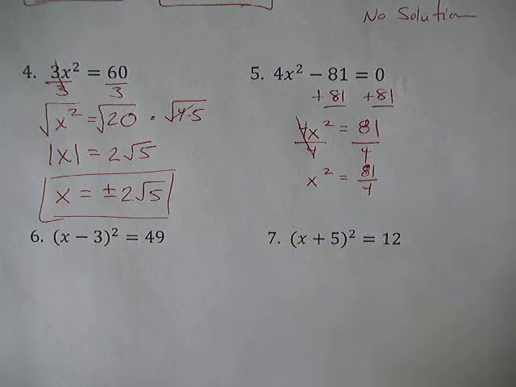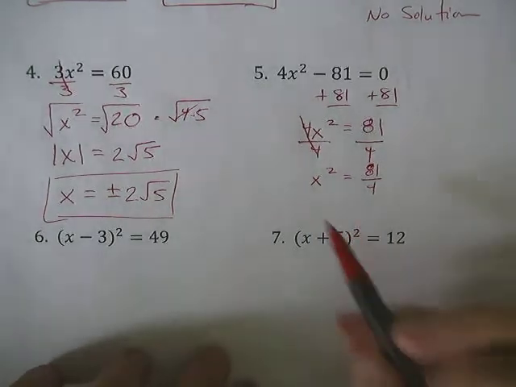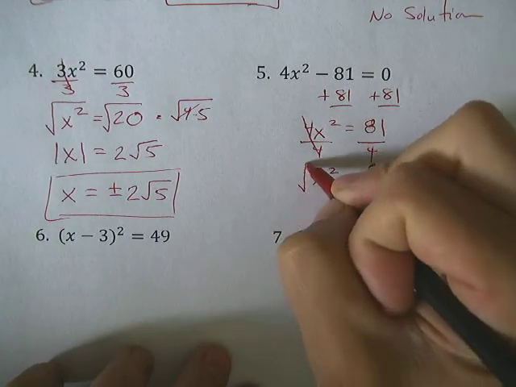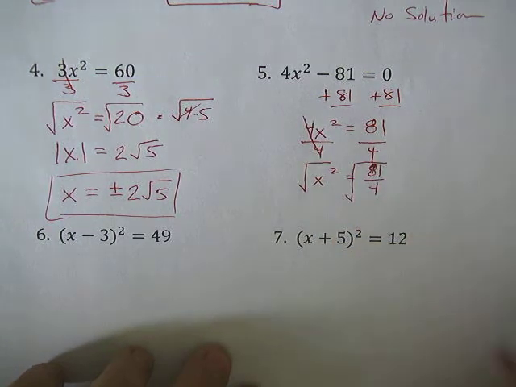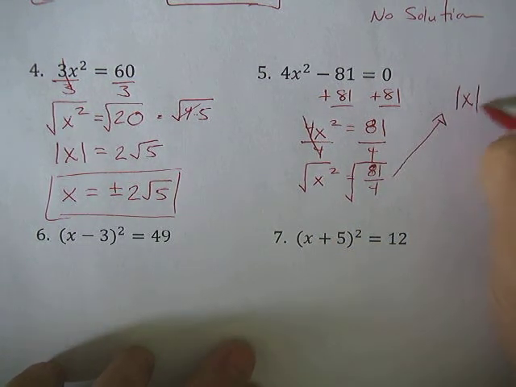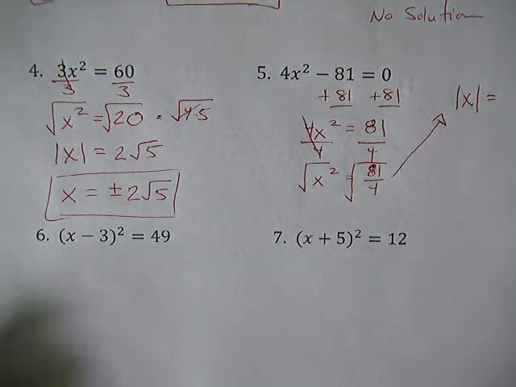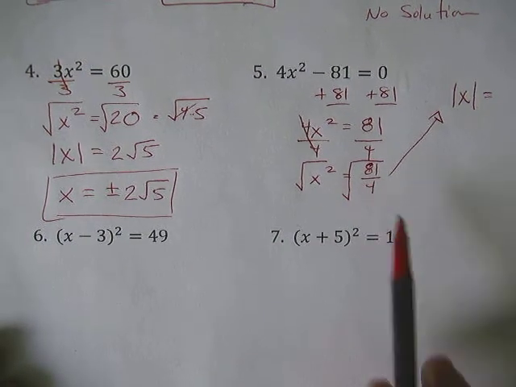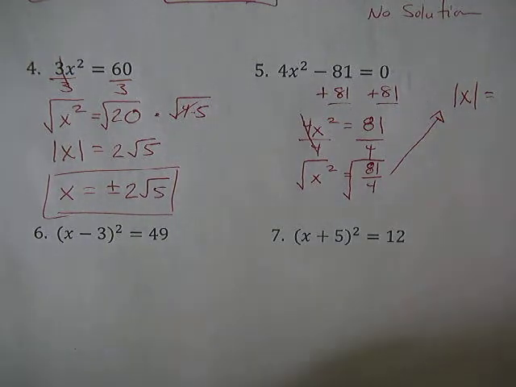X squared equals, now 4 doesn't divide into 81. No big deal. So next step, like we've done all before, because we have the x squared by itself, we could square root. I'm going to move it up here. Now, so I get absolute value of x.